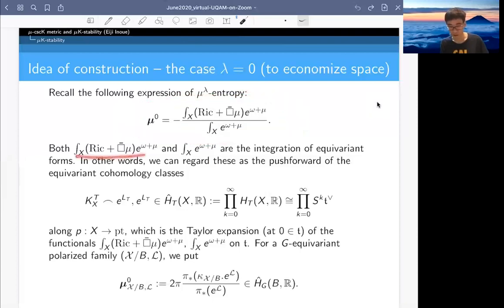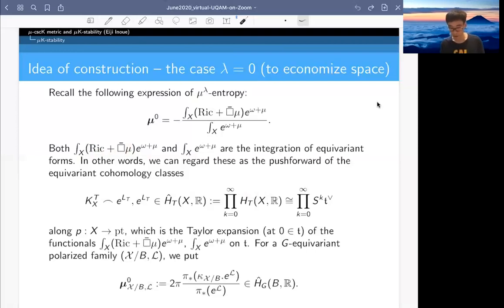We can regard this integration of equivariant forms, the integrand, as an element of equivariant cohomology. So this integrand can be expressed like this. And this can be regarded as an element of a formal power series, where here we put 2k, the formal power series of each even degree equivariant cohomology. And the integration can be understood as the push forward along this morphism.